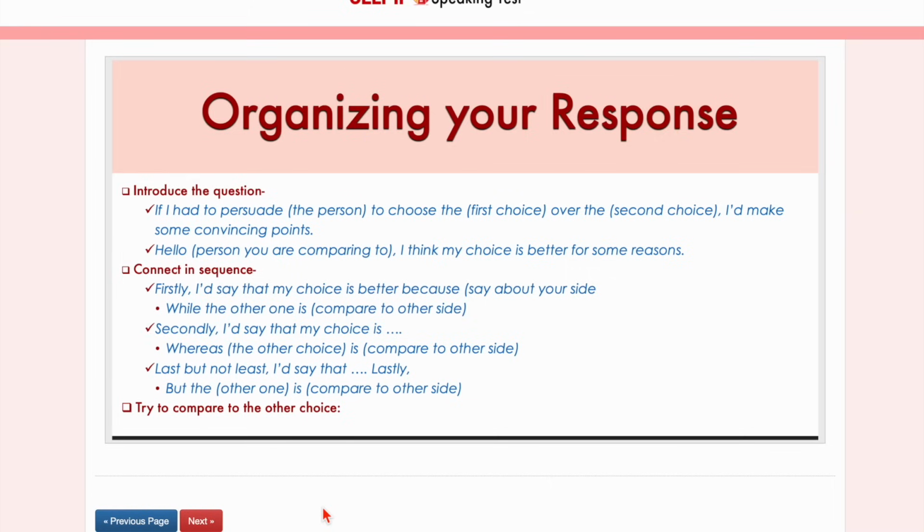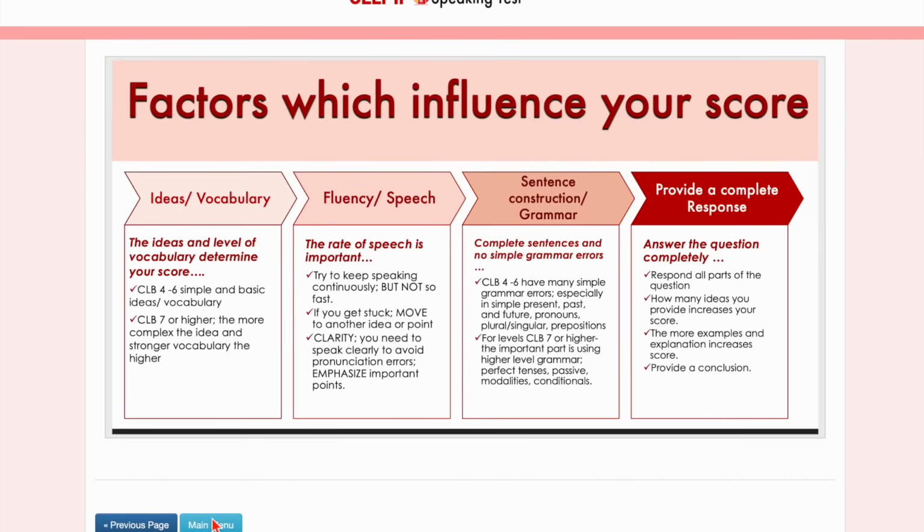And for all of our responses, one thing that we can do, especially for higher levels, is to have a very organized and well-structured response. And this is what I will use the most in our analysis. Also important to note about the factors which influence your score: ideas, vocabulary, fluency, speech, sentence construction and grammar, and of course, providing a complete response. Okay, now let's get started with today's question.